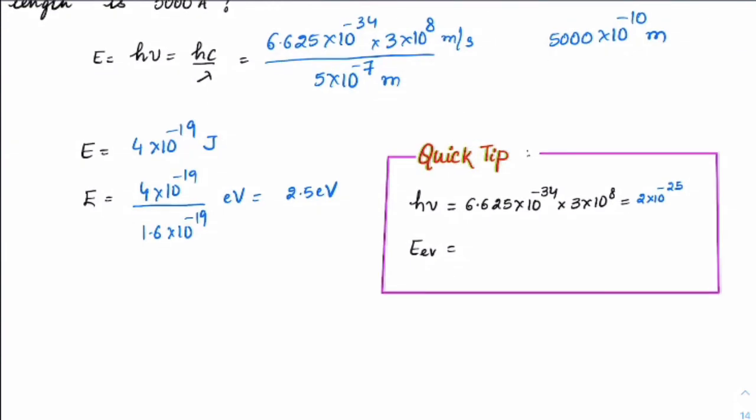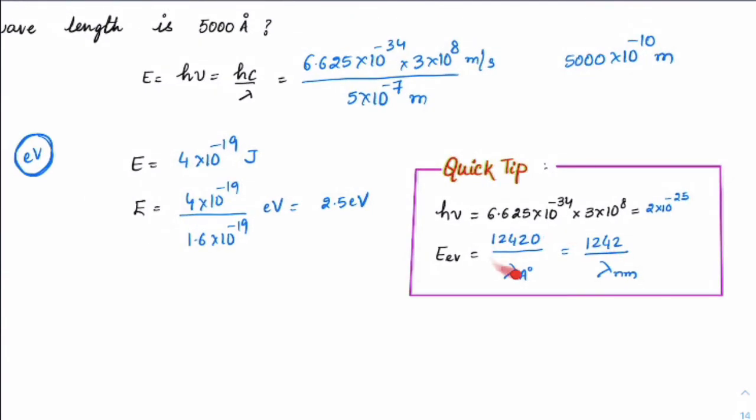Or you can directly write the energy in terms of electron volts as 12420 by lambda in Angstroms, or 1242 by lambda in nanometers. So I would suggest using this directly to solve the questions. It is a very fast way to solve it, and very useful going ahead, especially in photoelectric effect questions. You will learn it easily.